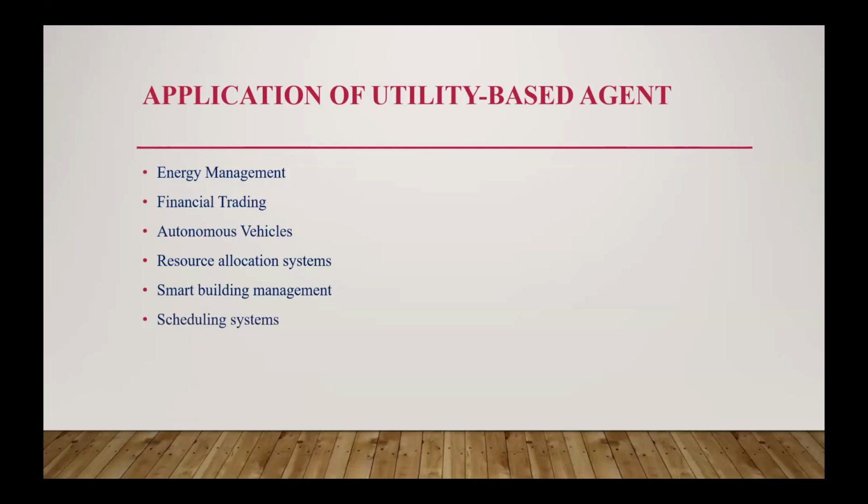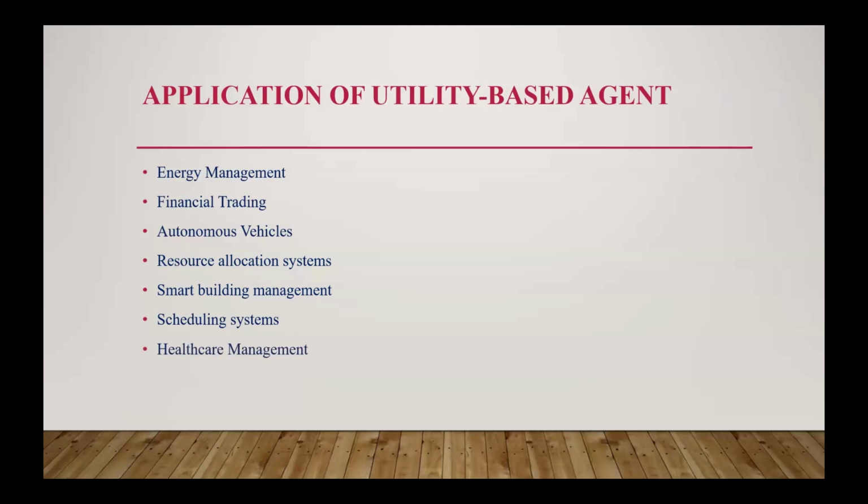Next one is the scheduling system. In the case of a scheduling system, that is balancing task priority, deadlines and resource constraints. So these are the utility functions or utilities we have to consider whenever we go for any decision.